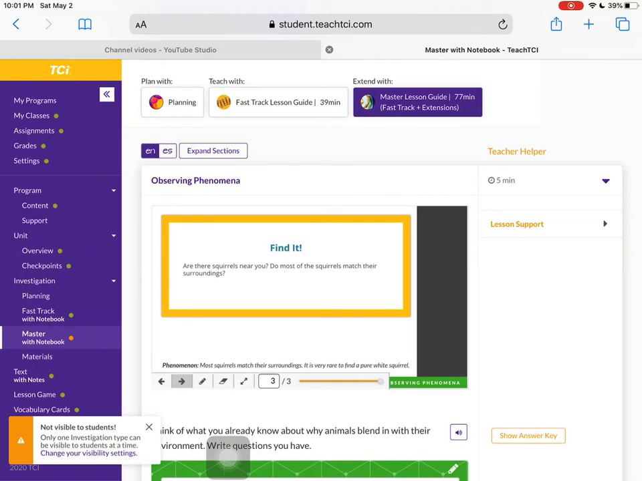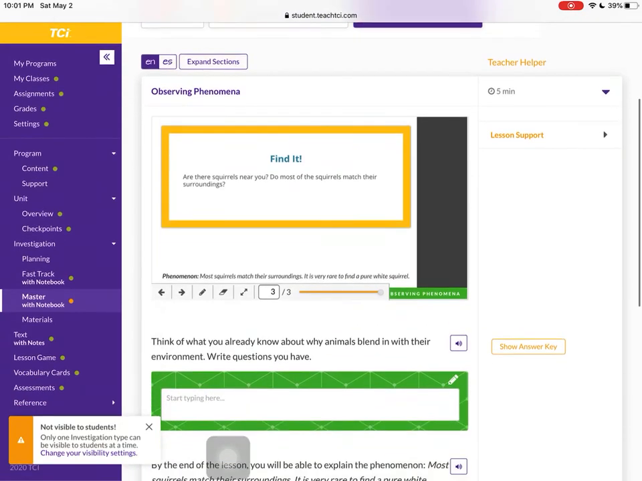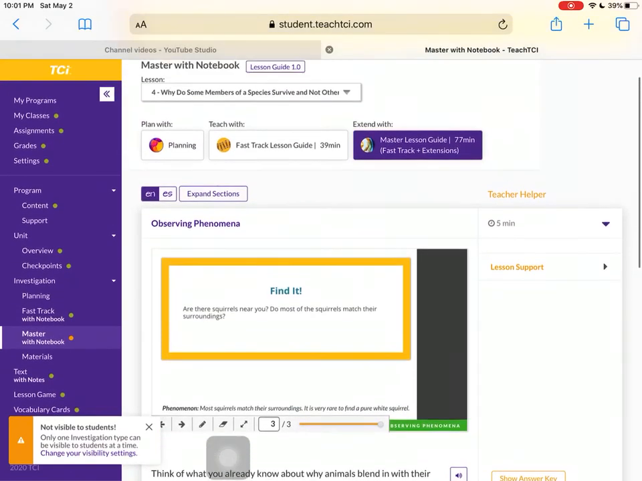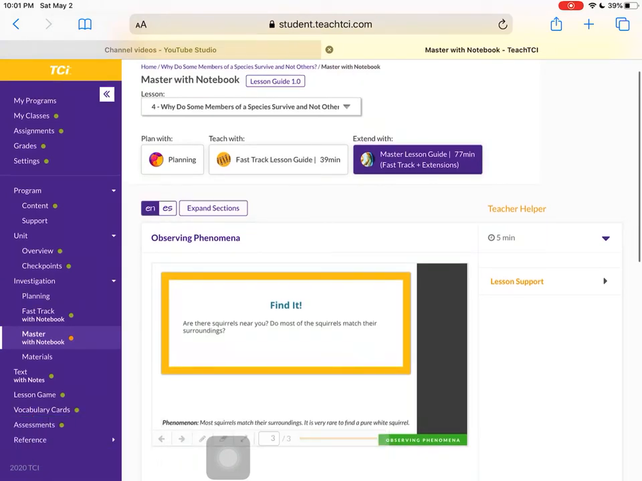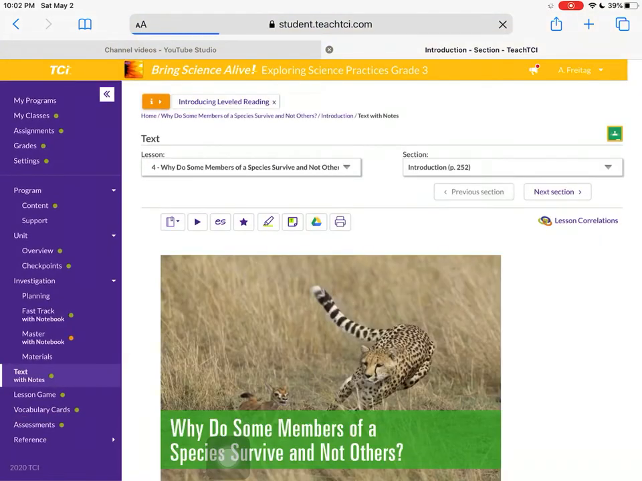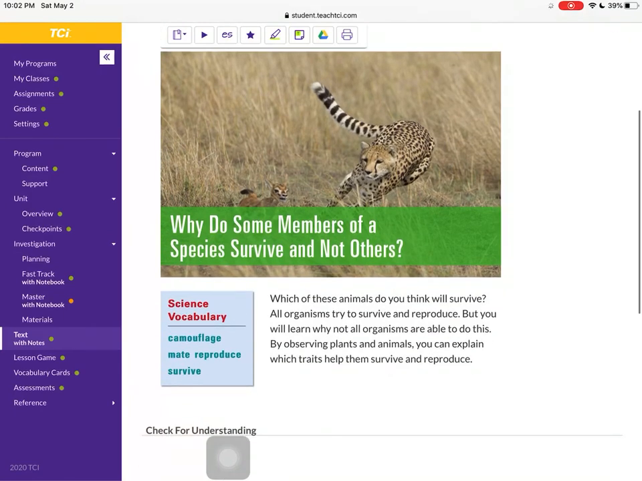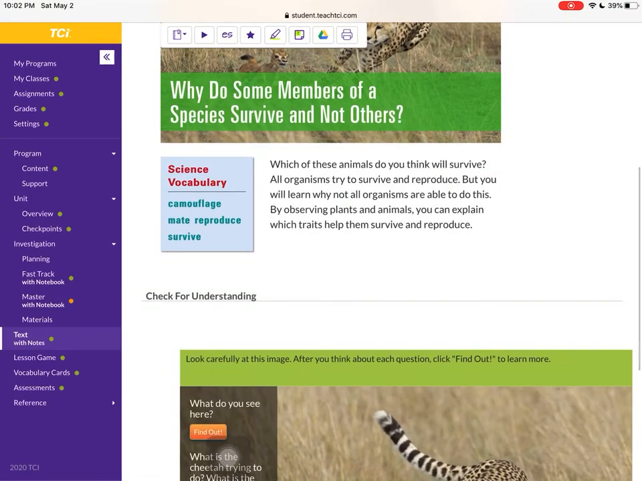I do believe the video is linked in the slide as well if you were unable to get it to work on TCI. All right, but we're going to go ahead and move into the text with notes. So we're going to click on that purple bar again. And we are going to talk about the introduction today and section 1.